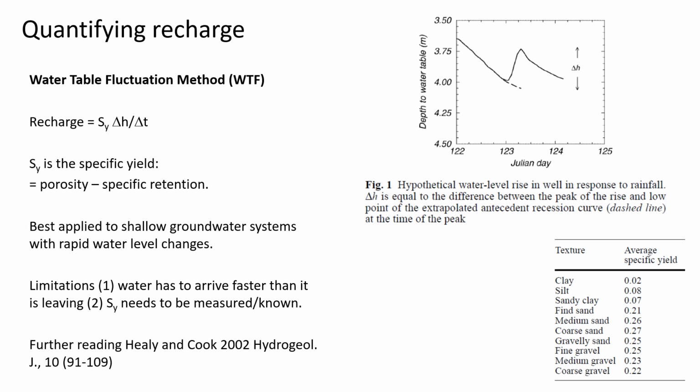The advantage is you can get recharge at the scale of individual recharge events, but there's a large uncertainty because the specific yield is rarely known precisely, and it doesn't always record recharge events.